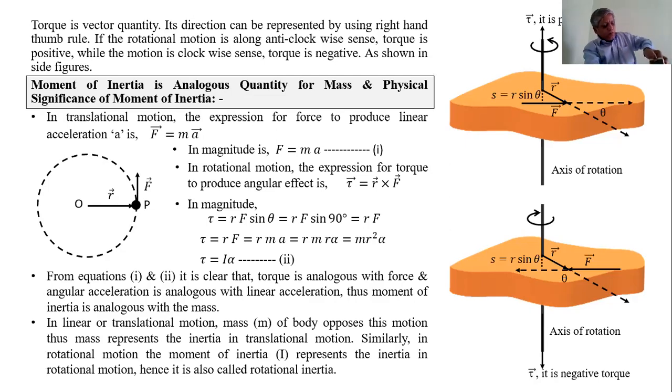In case of vertical circular motion, this is clockwise direction, and in that case the thumb is away from you. That means that is considered as a negative vector. That can be shown in the second figure. These points can be studied in 11th standard.